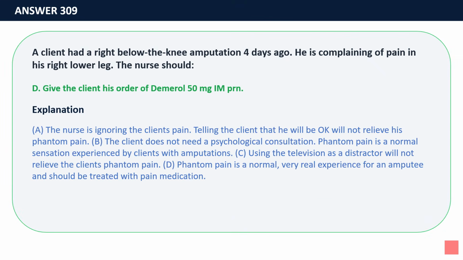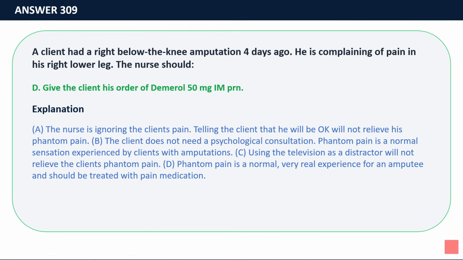Answer: D. Give the client his order of Demerol 50 mg IM PRN. Explanation: A. The nurse is ignoring the client's pain. Telling the client that he will be okay will not relieve his phantom pain. B. The client does not need a psychological consultation. Phantom pain is a normal sensation experienced by clients with amputations. C. Using the television as a distractor will not relieve the client's phantom pain. D. Phantom pain is a normal, very real experience for an amputee and should be treated with pain medication.